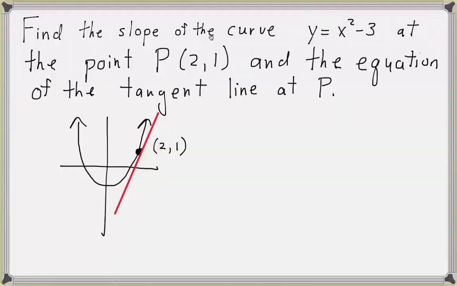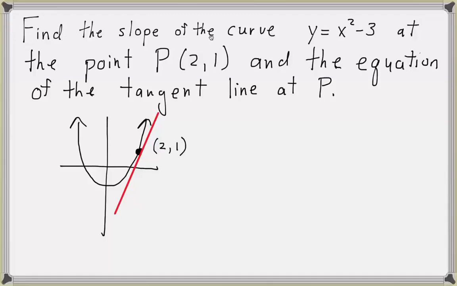Find the slope of the curve y equals x squared minus 3 at the point (2, 1), and the equation of the tangent line at P. Here's a quick sketch of this function y equals x squared minus 3. It looks like the standard parabola moved 3 units down.